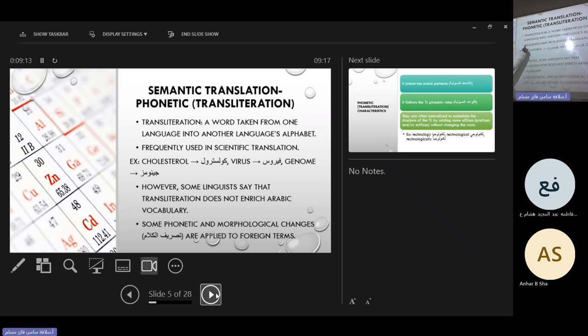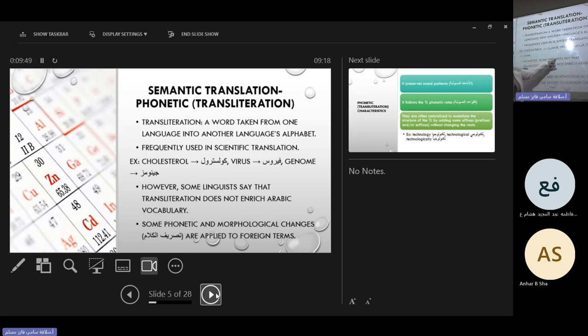Okay, frequently used in scientific translation. For example, cholesterol in English. How do you write it in Arabic? You use the Arabic alphabet to write the sound of the word. Okay? Virus. Genomes. Okay? However, remember in the other part when we talked about the purists and modernists?